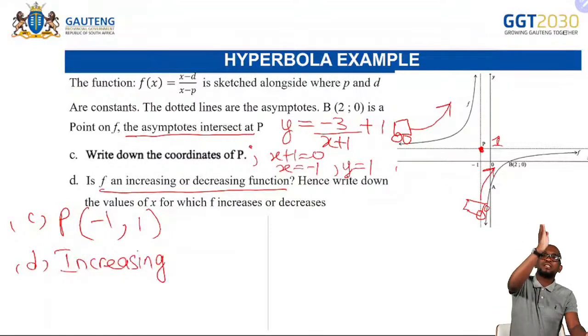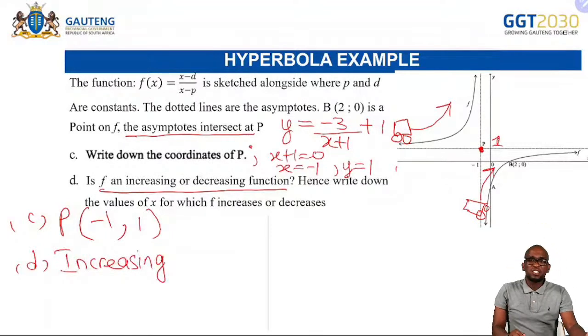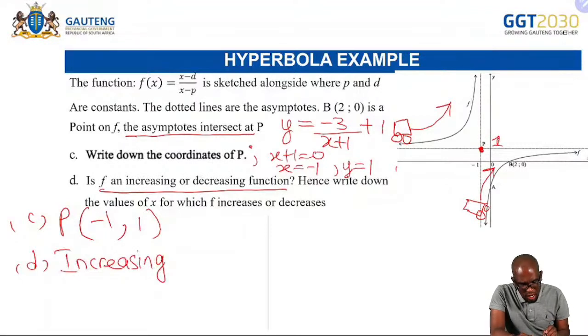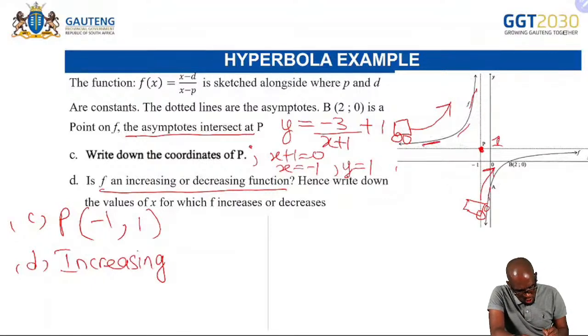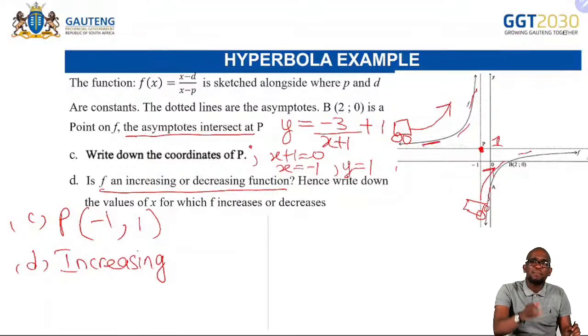So it increases going up. So you say that the function is increasing. Alternatively, you can use the gradient of a tangent to explain. You can see that this portion of the curve has a positive gradient, so it's an increasing function. Also, this portion of the curve has a positive gradient, which means it's an increasing function.